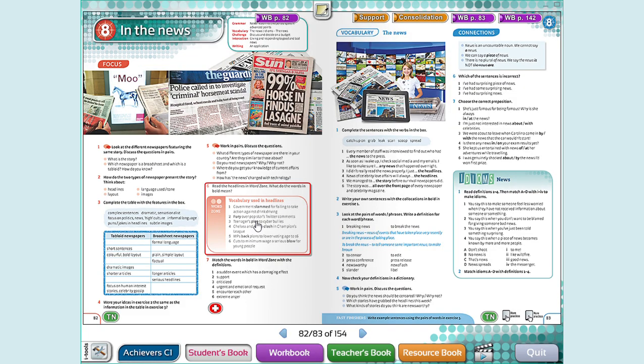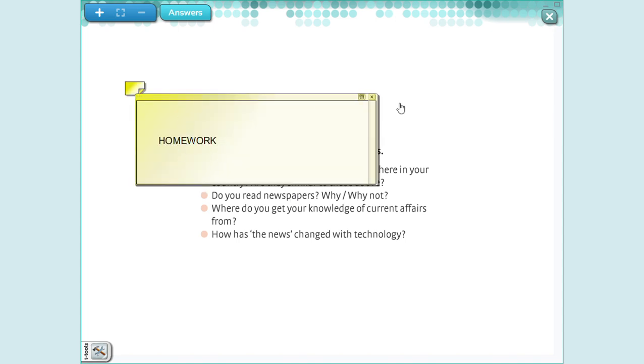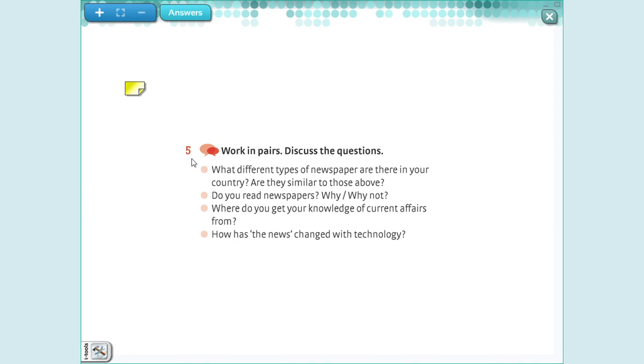And let's continue. It says here, work in pairs, but that's not possible, right? So you're gonna discuss these questions. What are you gonna do here? It's for homework. So you use your post-it and you're gonna answer these questions. What different types of newspaper are there in your country? So you could describe more about the newspapers you know, and if you don't know anything about newspapers, ask your parents these questions, so you can have actual answers about these questions. The next one says, do you read newspapers?